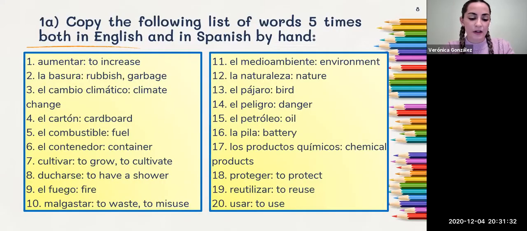So the first task, very straightforward, would be copying a list of words. You need to watch out for special needs. It would be copying a list of words five times, both in English and in Spanish, by hand.